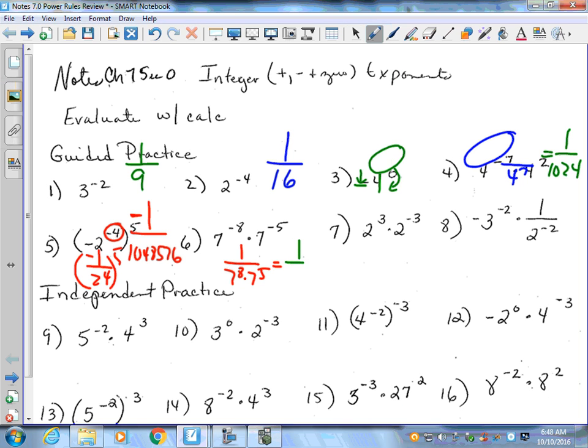So, in this problem, if I have 8 7s and 5 7s, I've got 13 7s, and I can't write that number out. It's way too big. It's scientific notation, so I'll just leave it like that.